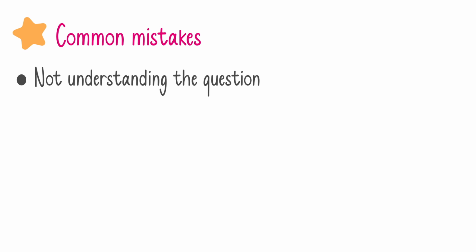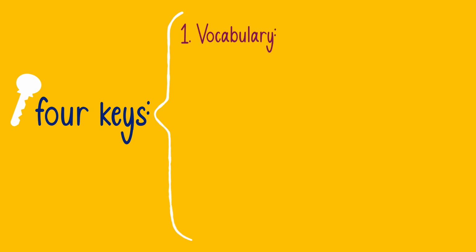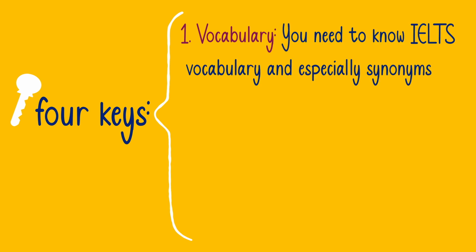So you have, first of all, to understand the question, what the question is about, right? Now, there are 4 keys to succeed in IELTS academic reading. The first one is vocabulary. You need to know IELTS vocabulary, and especially synonyms.